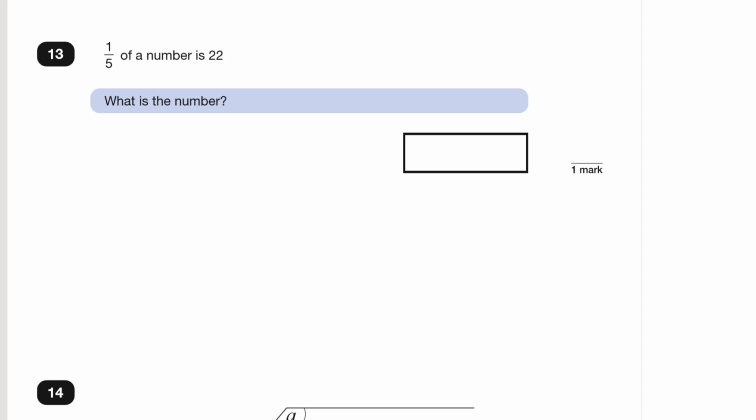Question 13. 1/5 of a number is 22. What is the number? So this is like a question we did a couple of questions ago, where we are finding a missing number.